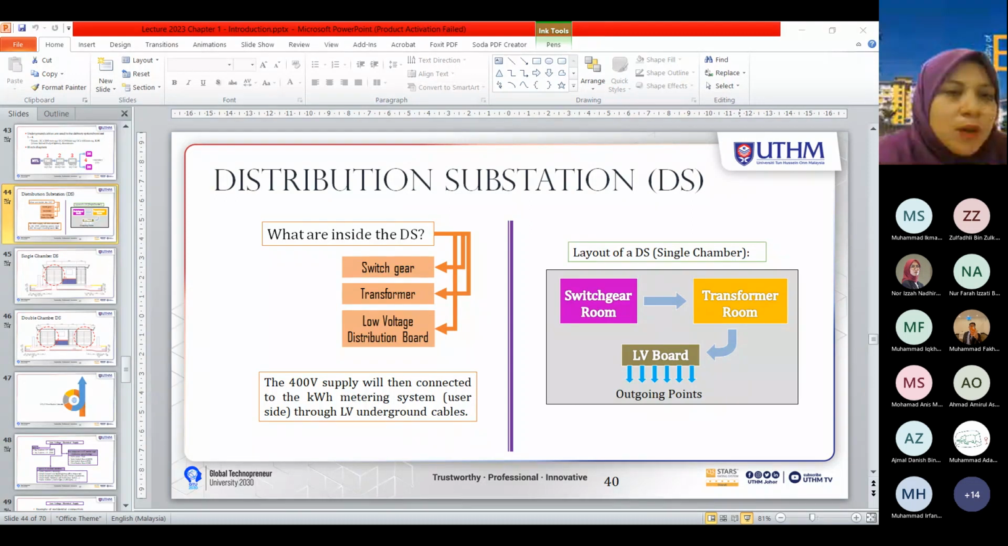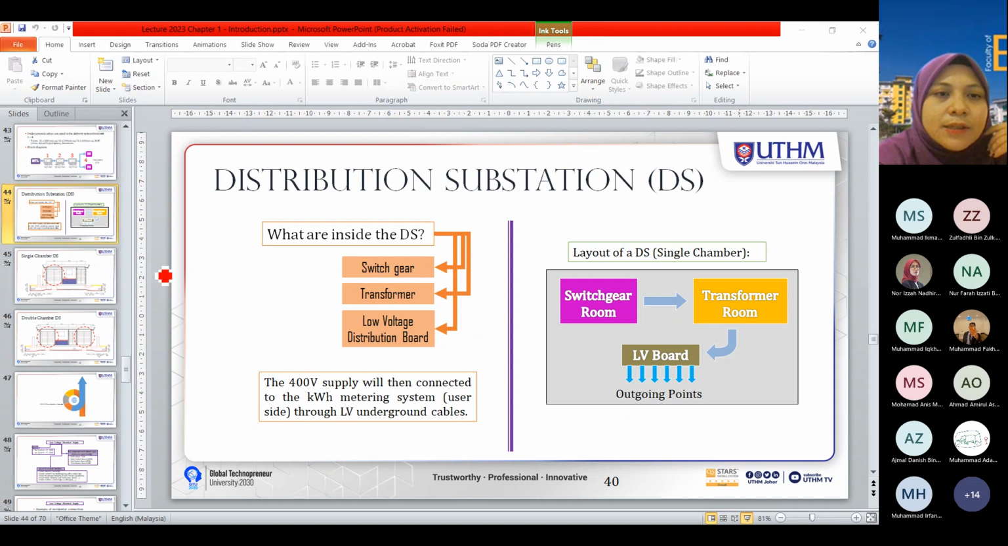Okay, so what are inside the distribution substation? Pertama, dia ada switchgear. What is the function of this switchgear? It is a protection device. Dalam switchgear ni dia ada macam-macam lah, breakers, circuit breakers, ada fuses, ada switches. Dia adalah satu equipment yang digunakan for protection.